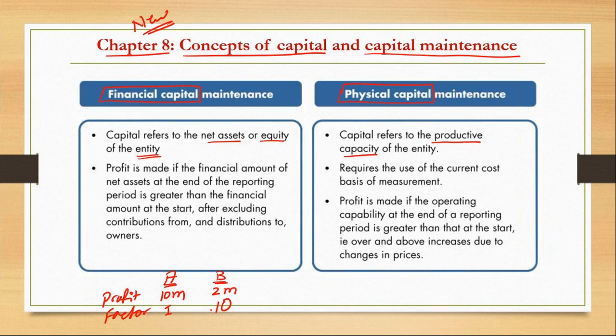Okay, mixed answers B and A. So the answer is, according to the financial capital, A is better. And according to the physical capital, B is better because B has more physical capital, more productive capacity, more capacity to earn profits in the future. A is financially earning more, but B is generating more characteristics, qualities to gain in the future.